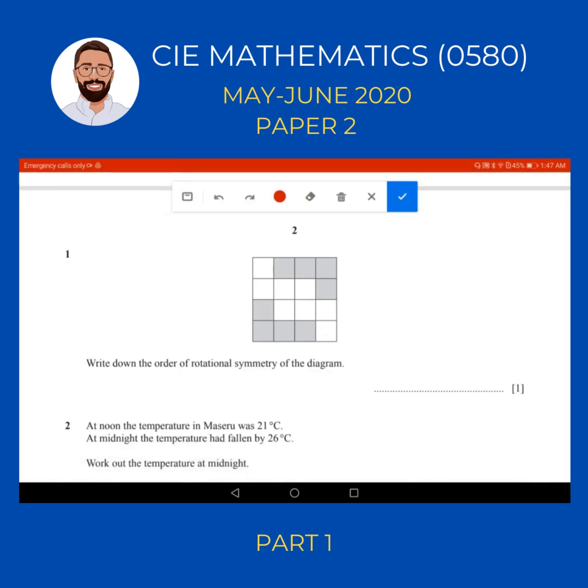So if you rotate this diagram 180 degrees, you will get one order of rotational symmetry. If you rotate it another 180 degrees, so in total 360 degrees, you will get another order of rotational symmetry. So the total is 2 order of rotational symmetry.